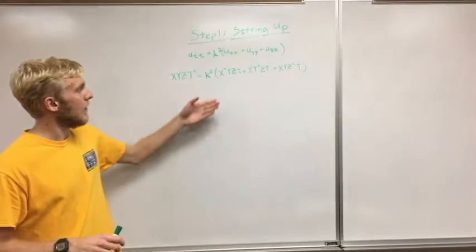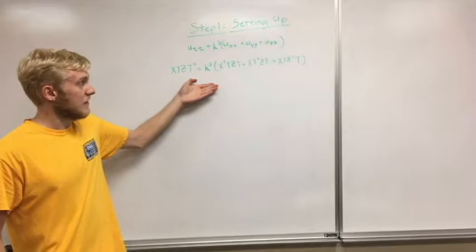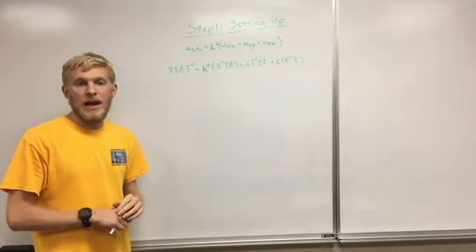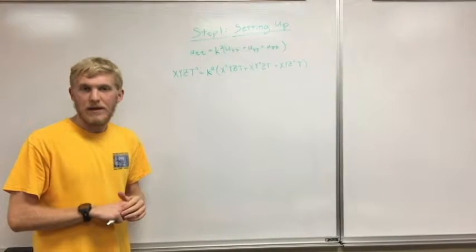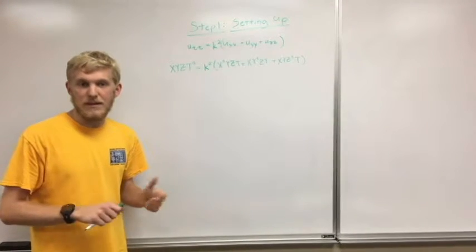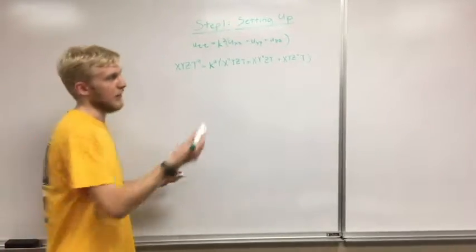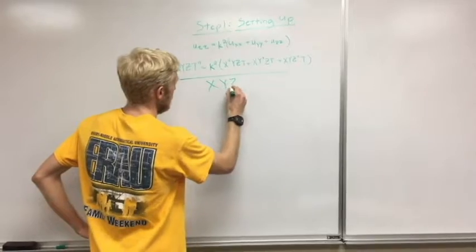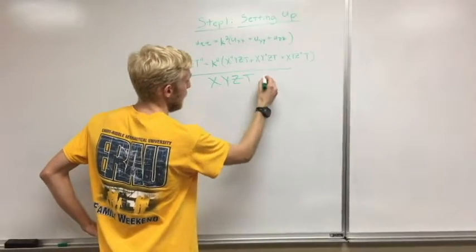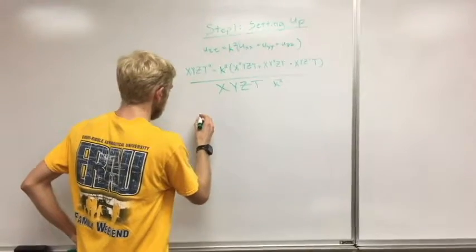First off, we can rewrite the actual wave equation as this. From here, we have to get 4 different equations in terms of T prime and T, X double prime and X, Z double prime and Z, and Y double prime and Y. We can do that just by dividing everything by X, Y, Z, and T, and also the constant k, just for the sake of simplicity.